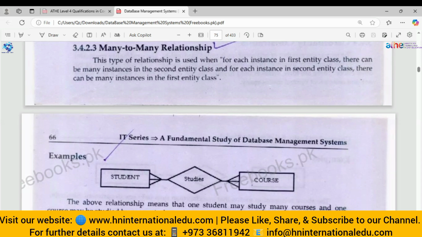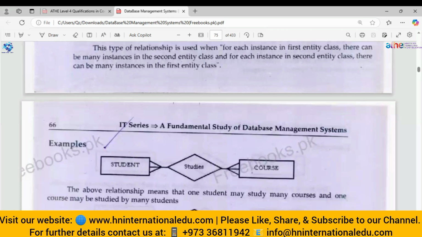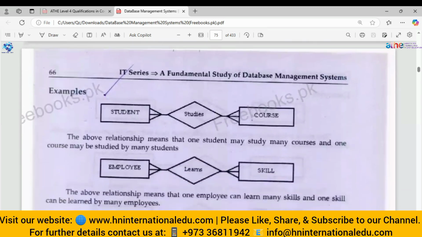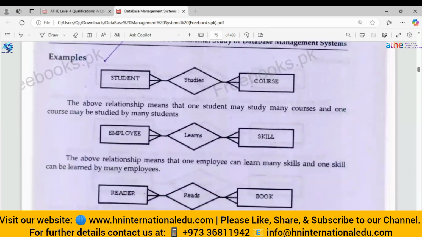Similarly, students can study many courses. Many students can study math, and math can be studied by many students. This is a many to many relationship. It means both entities can be studied by many students, and in multiple ways they are connected with each other.